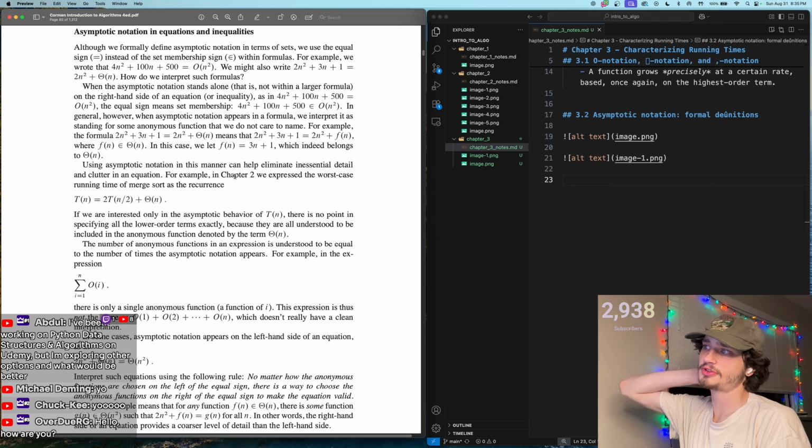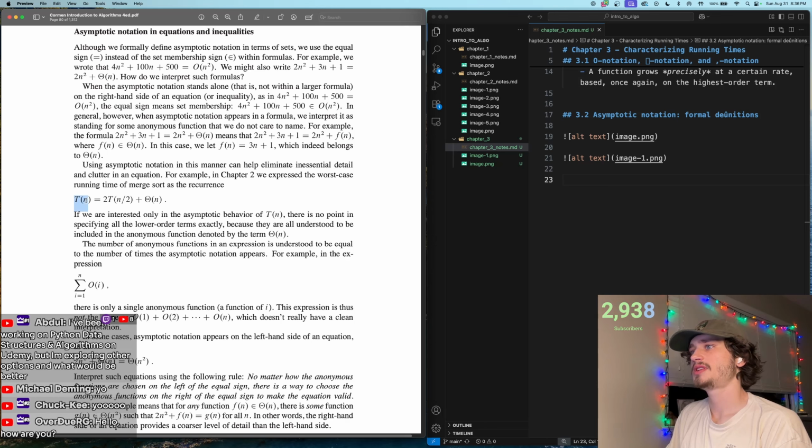For example, in Chapter 2, we express the worst-case running time of merge sort as T of n equals 2T of n divided by 2 plus theta n. If we are only interested in the asymptotic behavior of T of n, there's no point in specifying all the lower order terms exactly, because they are all understood to be included in the anonymous function denoted by the term theta n. The number of anonymous functions in an expression is understood to be equal to the number of times the asymptotic notation appears.